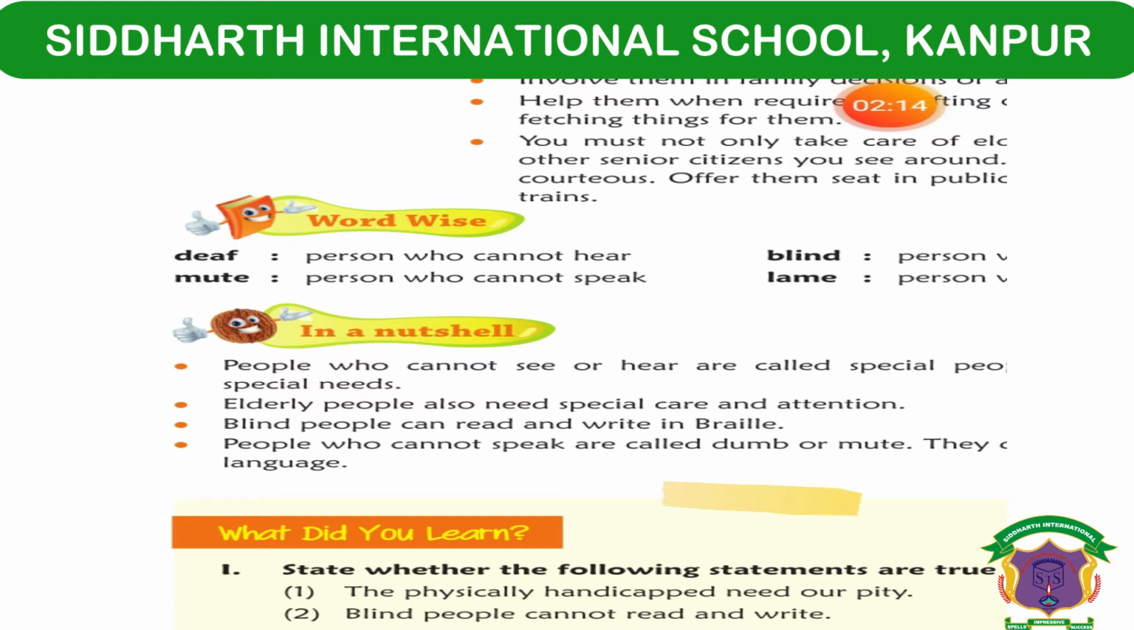Mute, children, I gave you an example also. As we mute the sound of the TV, so the sound stops. So who is a mute person? A person who cannot speak. So a person who is disabled to speak is known as a mute person. Clear? Next we have blind.